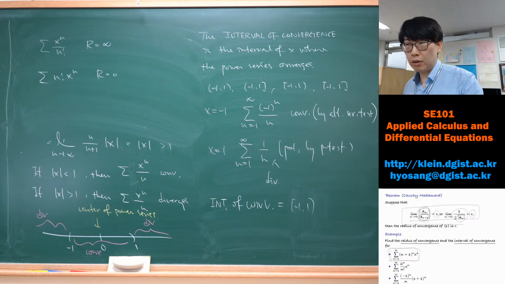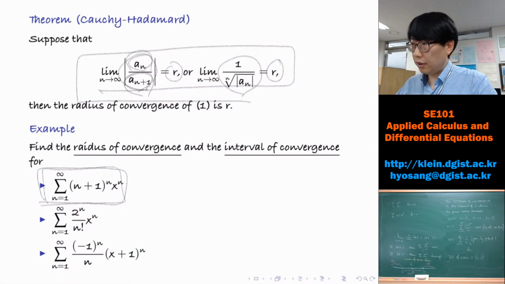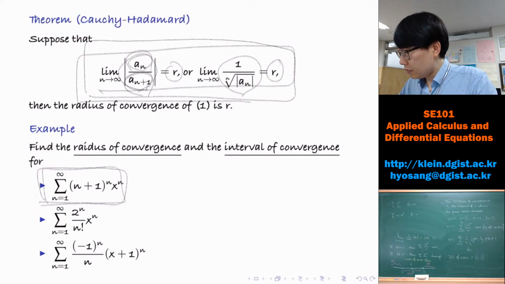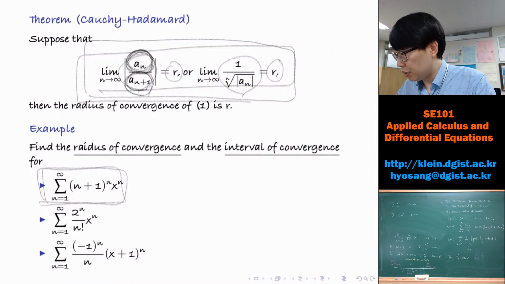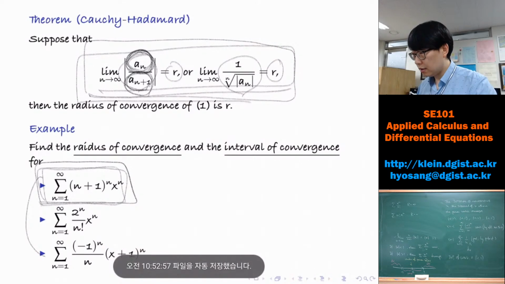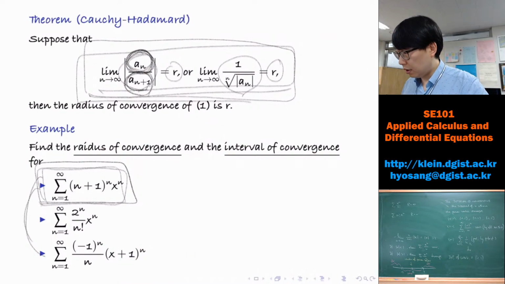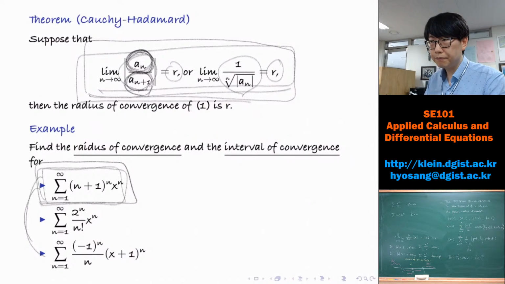Oh, sorry, I made the pictures smaller here. So this theorem follows from the ratio test and the nth root test of the power series, but you shouldn't confuse this a_n with the a_n in the ratio test or nth root test, because this a_n is the coefficient in the power series. Okay? Don't confuse it with that. So I don't usually use this theorem. So let's try to find the radius of convergence and interval of convergence of these three power series.